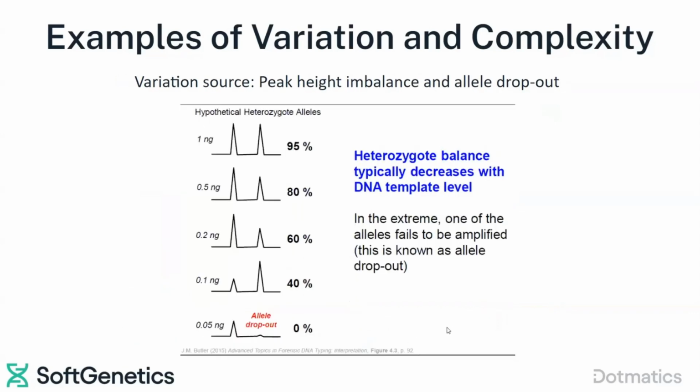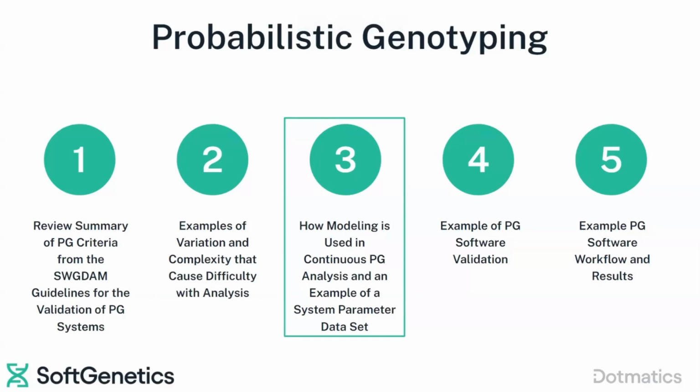Another source of peak height imbalance: looking at heterozygous balance, it typically decreases with the template level of the DNA. And we saw that 2 slides previously. This is just another example going all the way down to 0.05 nanograms, where at this range of concentration we're starting to see peak height variation, 60%, 40%, all the way down to dropout of the allele. So that was just a summary to remind us that there are a lot of reasons that there's variation in a trace.